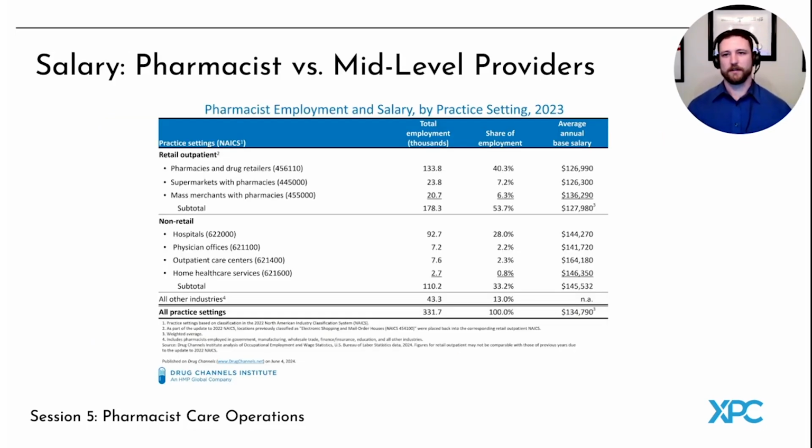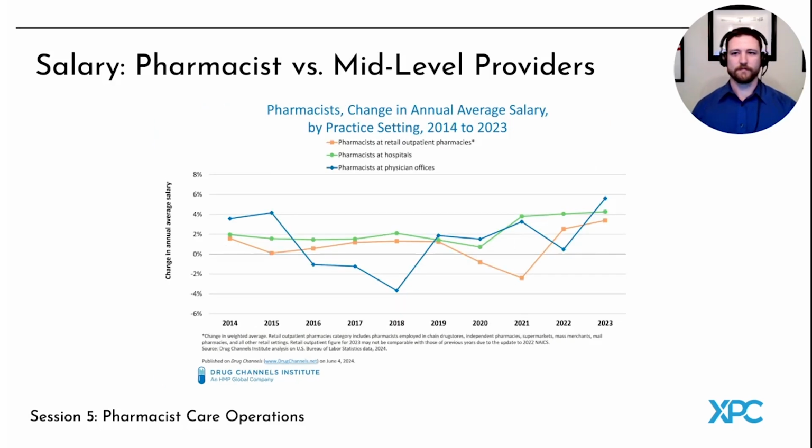Here I want to take a look at the salary for pharmacists compared to mid-level providers that are often working in clinics. The main one to highlight is the salary for pharmacists in physician offices under the non-retail section there, $142,000 in 2023. The general trend is that the more clinical positions are often earning higher salaries.